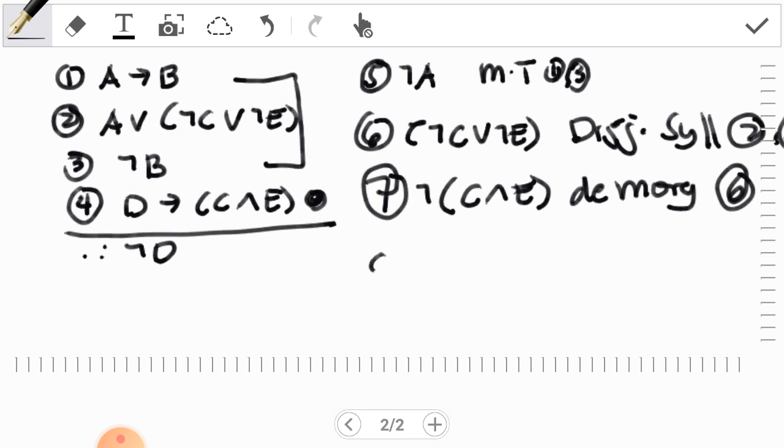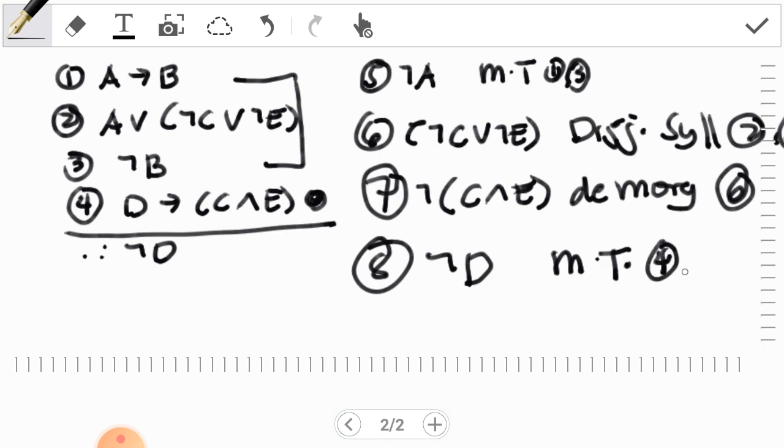Then after using De Morgan's rule of line number 6, this is what we have planned to come up with earlier. The negation of this part of line number 4. Since we already have obtained that, if we will use 4 and 7, modus tollens will now tell us that that will become not D. Modus tollens of line number 4 and line number 7. So there you have it, the second example for today.